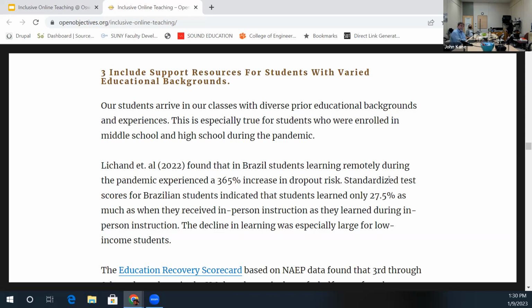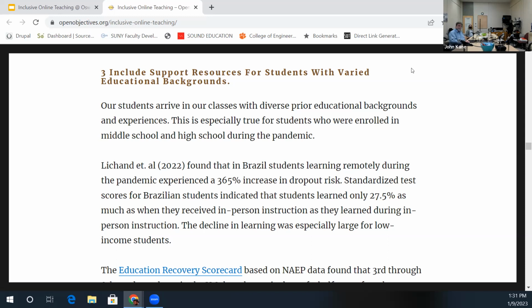And for this next topic, one of the things that happens is we've always had students come in with very diverse backgrounds, but that's increased dramatically since the pandemic. There have been some really large learning losses across all institutions, but it's larger in some institutions that are less well funded. For example, in Brazil, they found that the dropout risk increased by 365%. Test scores fell so that students were only learning 27.5% as much with remote instruction as with in-person instruction.